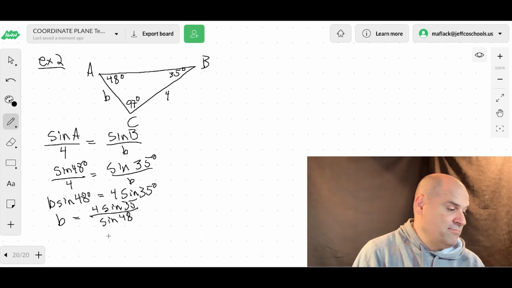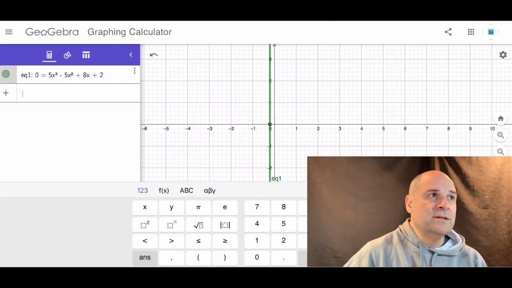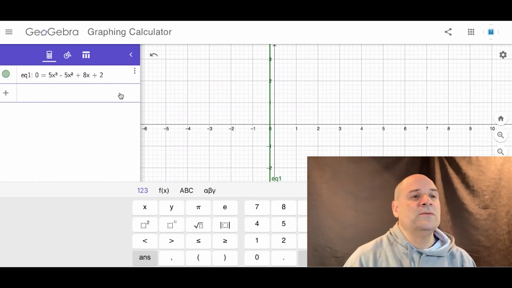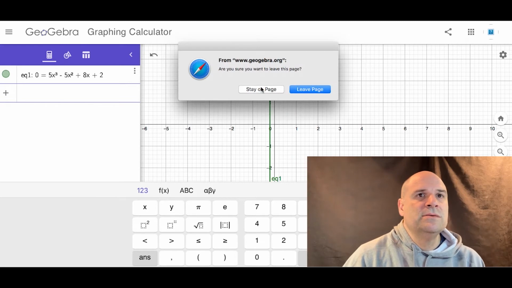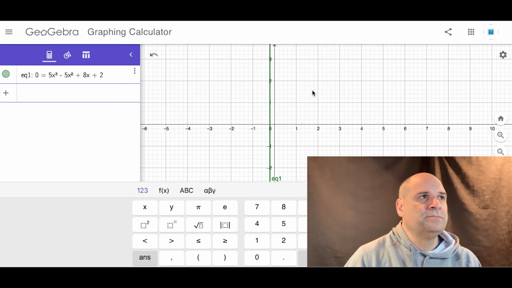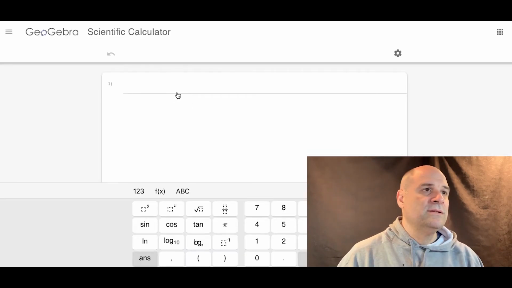Well, we can do that. No problem. Let's go to our graphing calculator or your standard calculator. So if you're using this calculator, you can go to the GeoGebra. So we're going to leave that page. Instead of the graphing calculator, we're going to go to our scientific calculator. All right, so let's just type in our equation.